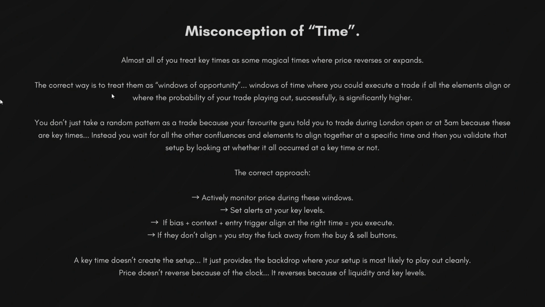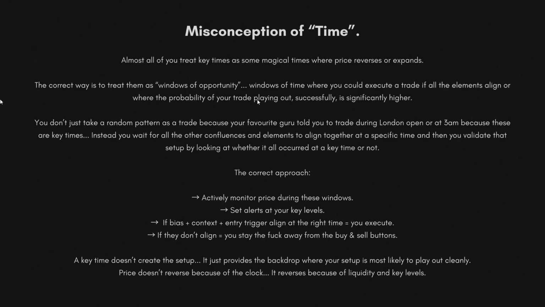Instead, the correct way to treat key times is to treat them as windows of opportunity, windows of time where you could execute a trade if all the other elements align, or where the probability of your trade playing out successfully is significantly higher. What I mean by that is that key times are just windows of opportunity. They're just periods of time where the probability of clean moves, expansions or reversals tends to be a bit higher if the other elements are also present. And that is an important part most of you miss.